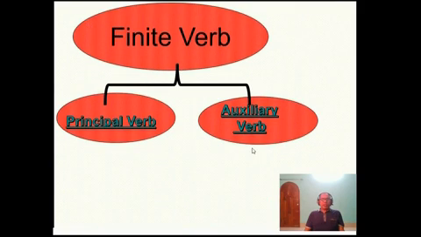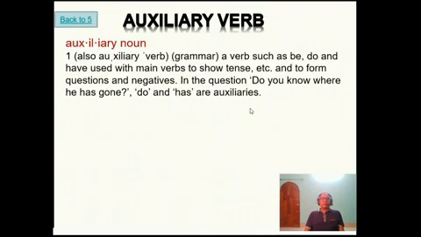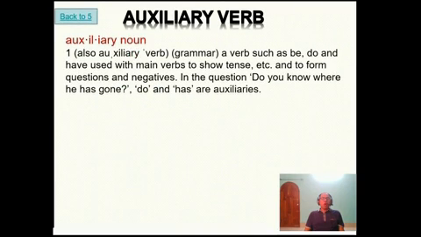Now let's discuss auxiliary verb. According to Oxford Advanced Learners Dictionary, auxiliary verb is a verb such as be, do, have, used with main verbs to show tense, etc., and to form questions and negatives. So, my dear students, auxiliary verbs show tense. Auxiliary verbs are used to make questions, and auxiliary verbs are used to make negative sentences.